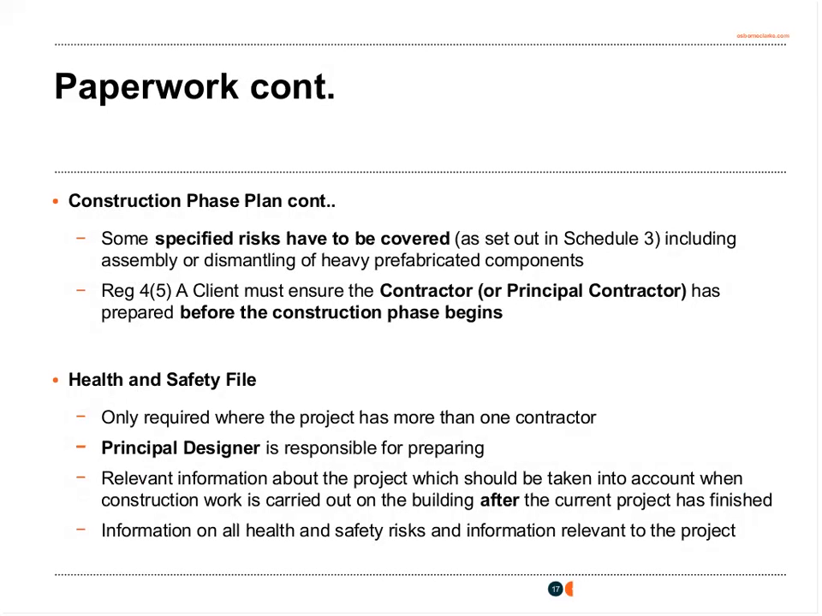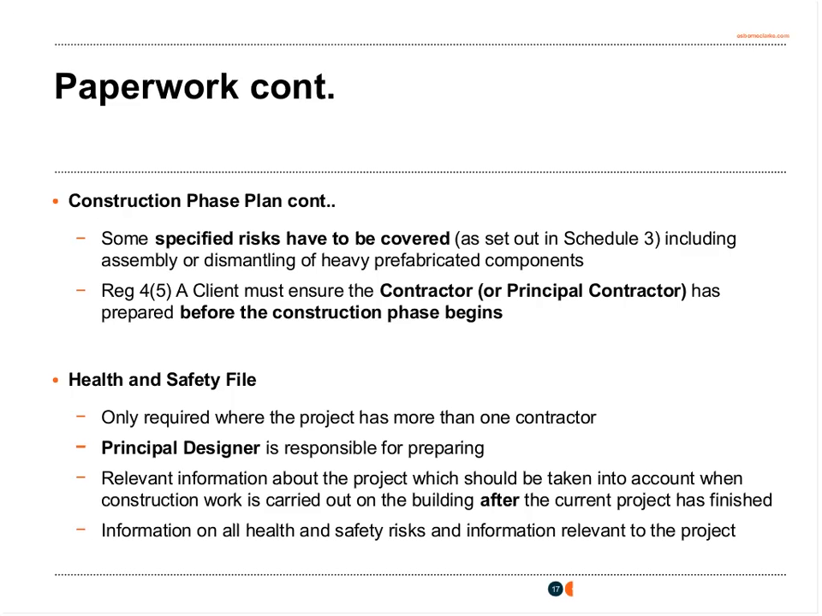It also needs to respond to some specific risk areas. So the CDM 2015 sets out in Schedule 3 some specific risk areas, such as assembly or dismantling of heavy prefab components or working near HV power lines, where the construction phase plan should specifically address the health and safety risks related to those issues. And finally, on the construction phase plan, it must be prepared before the construction phase begins, but must be reviewed and updated and revised during the construction phase to ensure that it remains applicable.